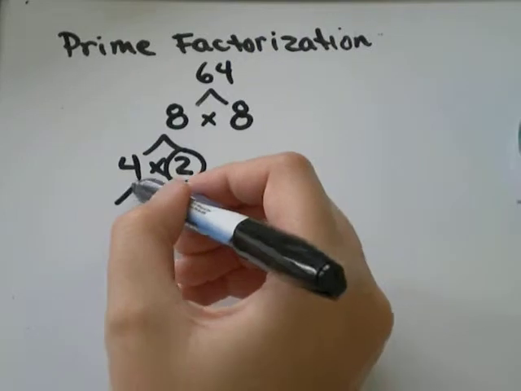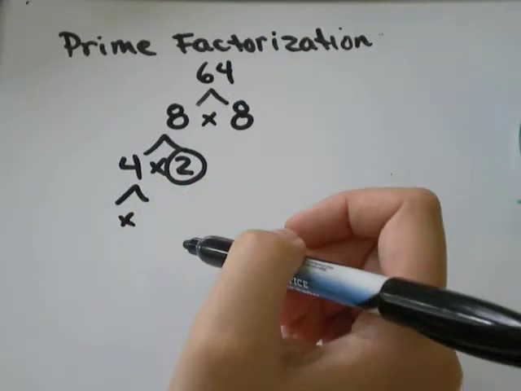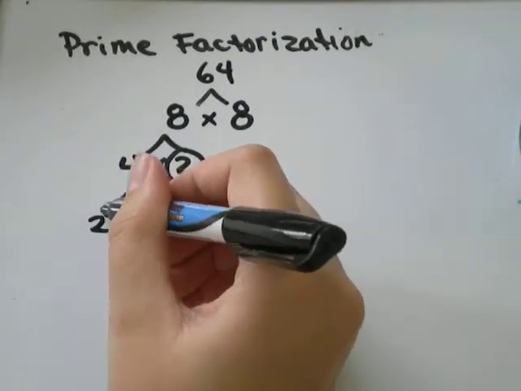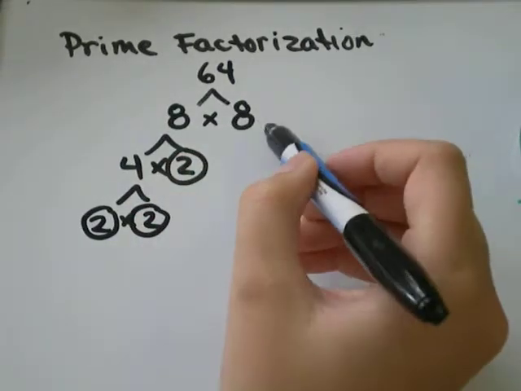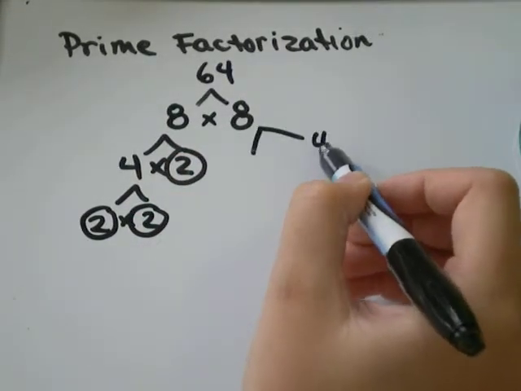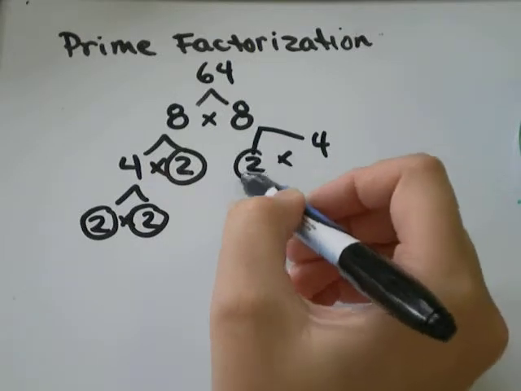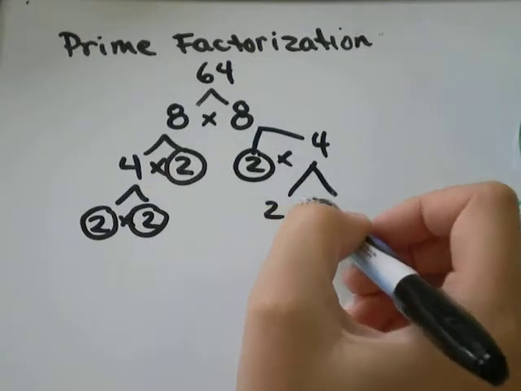But 4 isn't a prime number, we can split that up a little bit more. We can say that that's 2 times 2. 2 is a prime number, so you circle it. This branch we can do exactly the same way. Say it's 4 times 2, and this is 2 times 2.